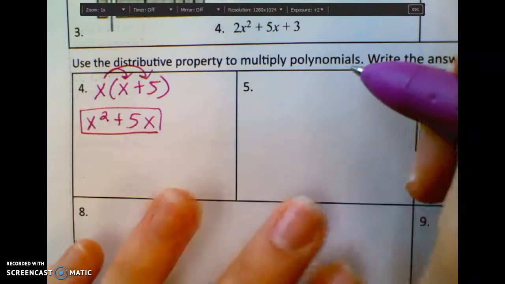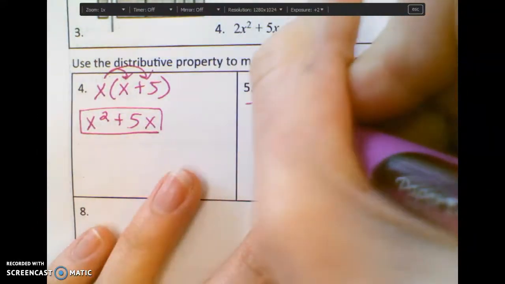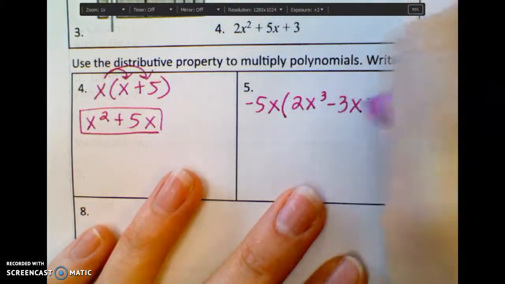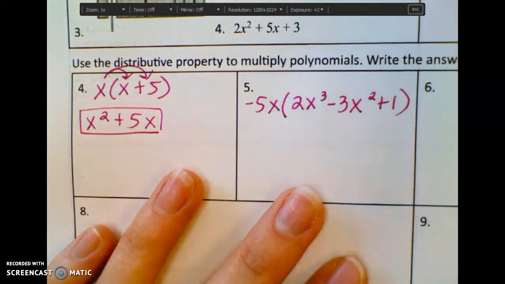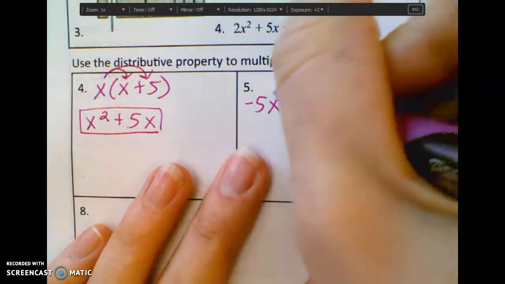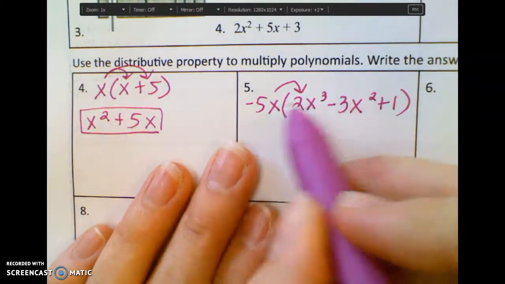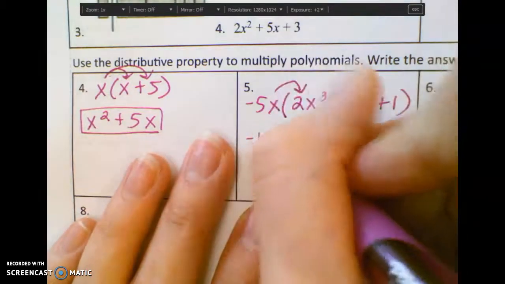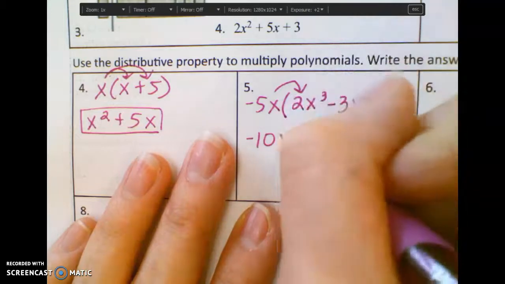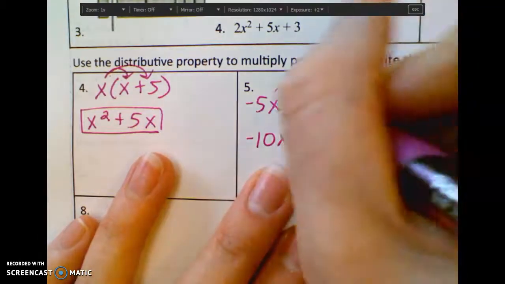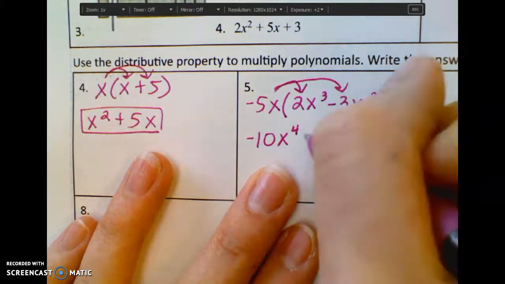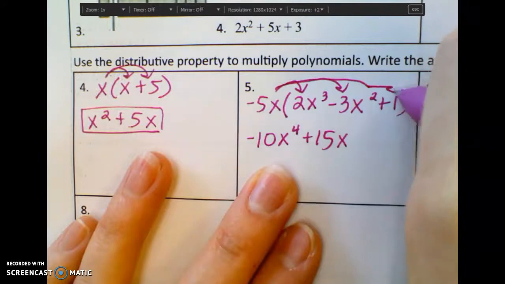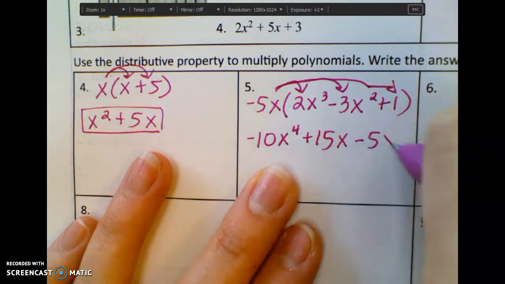All right, well, what if we have something like negative 5x and then in parentheses 2x cubed minus 3x squared plus 1? We've got a little bit more to multiply here. Negative 5x times 2x cubed, we multiply the coefficients, so negative 5 times 2 gives me negative 10, and then x times x cubed, we add those exponents to get x to the 4th. Negative 5x times negative 3x, we get positive 15x. Then we multiply it by 1, and that gives us negative 5x.